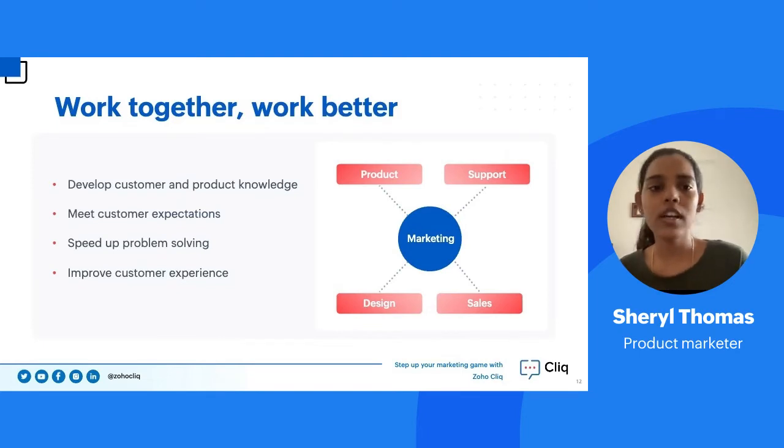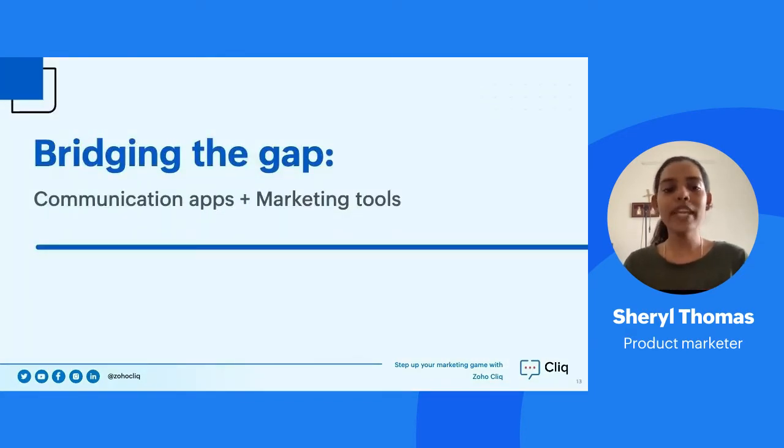As the most important of all, customer experience comes into place, and I feel that happy products make happy customers, and vice versa as well. And when you work in tandem with various departments, you can also maximize your efforts and provide a better customer experience. It definitely works. So now that we've seen how marketers communicate to get work done, we will be looking at how to make their work count and how to bridge the gap between the marketing tools that they use and the communication apps.